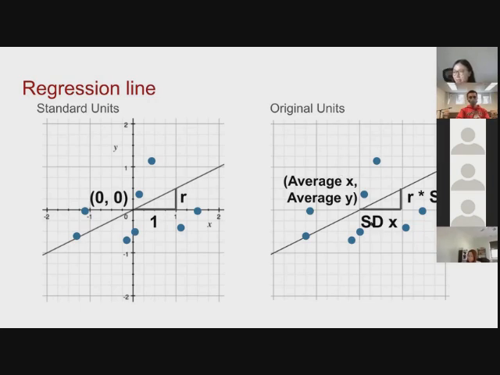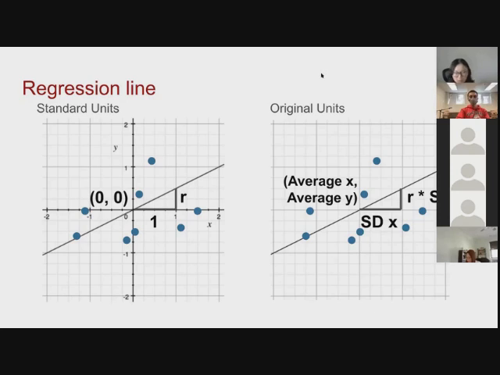We're just putting it in a particular way so we can mimic what we really mean. If we have a straight line in the standard units, where r, the correlation coefficient, is the slope, then it's equivalent to the original units where you go through the average of x and y. But you're going to have a slightly different slope, because it won't be the correlation coefficient exactly, but it will be a factor of it.